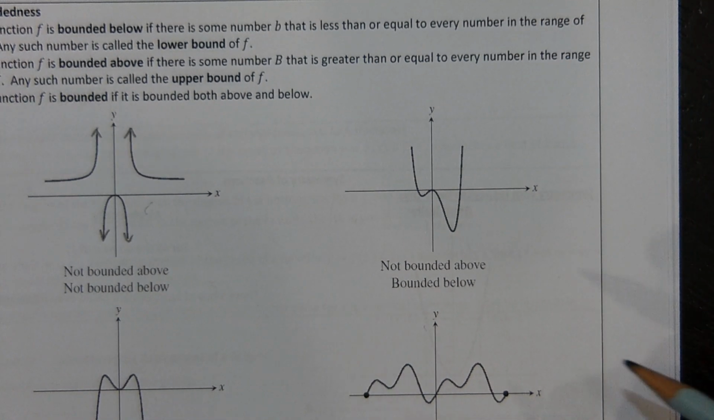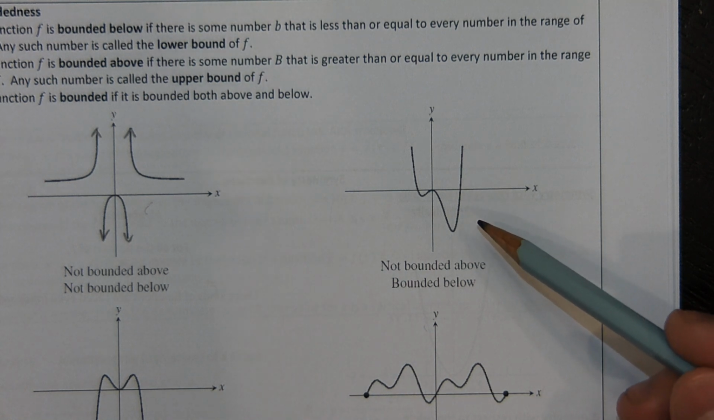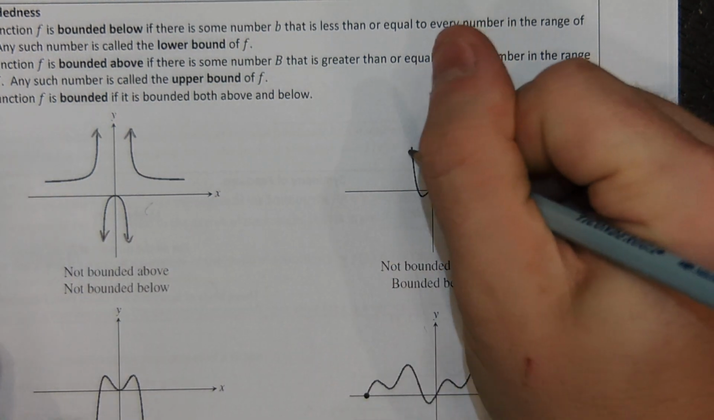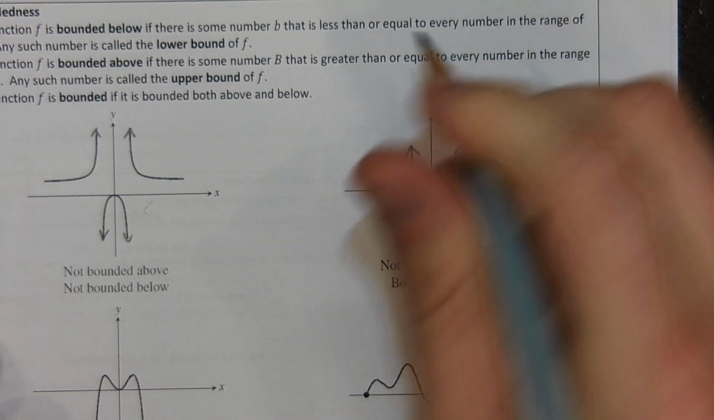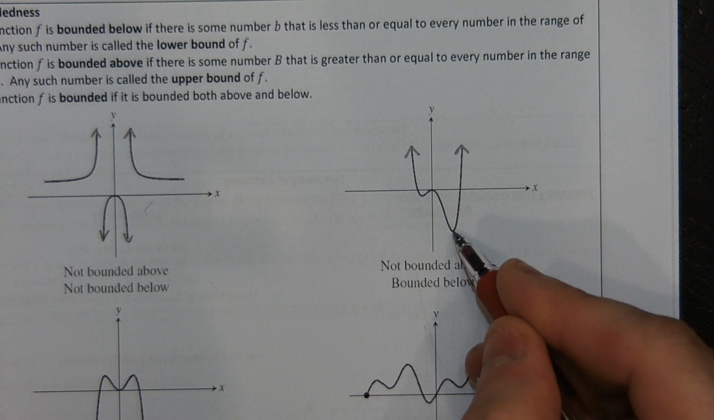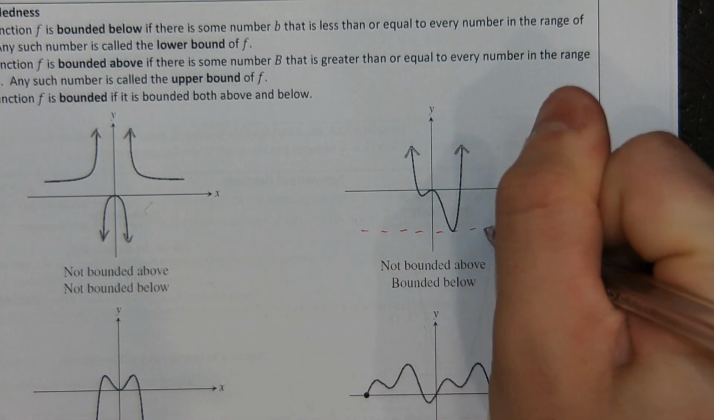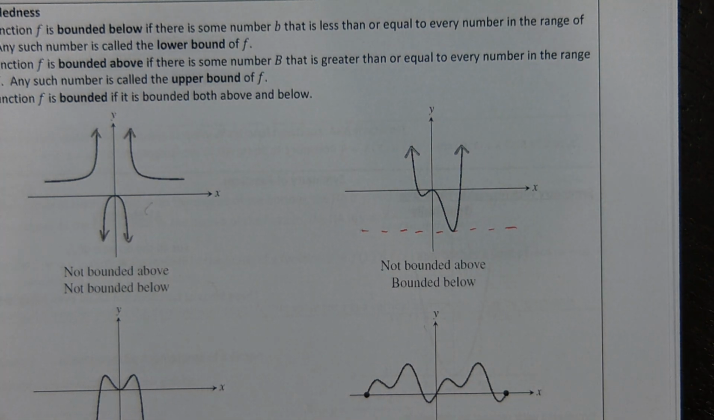Now this curve over here, some kind of fourth degree polynomial it looks like, because it does point up forever, it is not bounded above. However, it does have a minimum value that the curve will never dip below. So this red dotted line that I just put there could be considered its floor. Since it's never going to go below that red dotted line, we can say that this curve is bounded below.